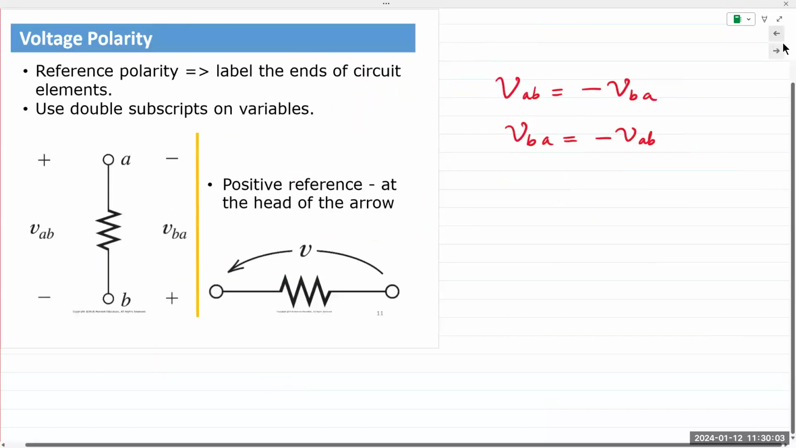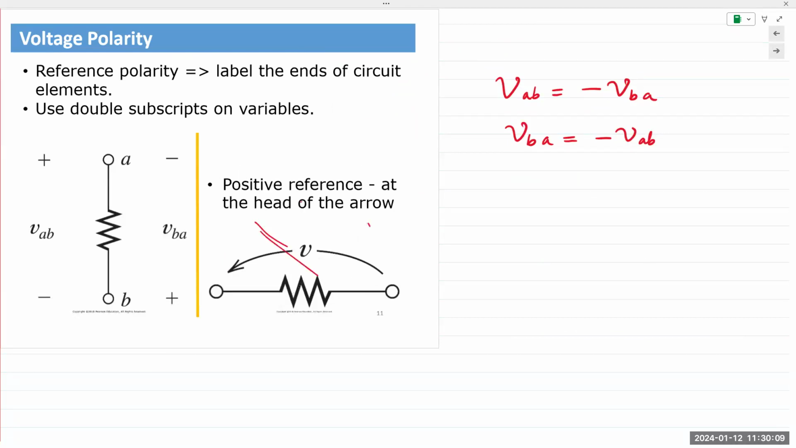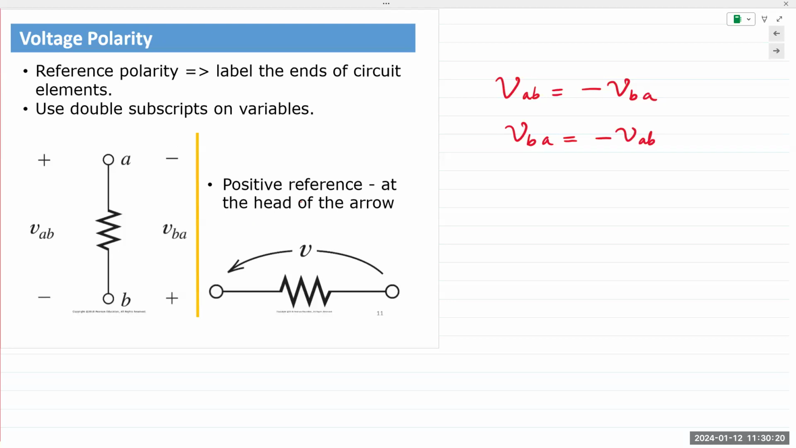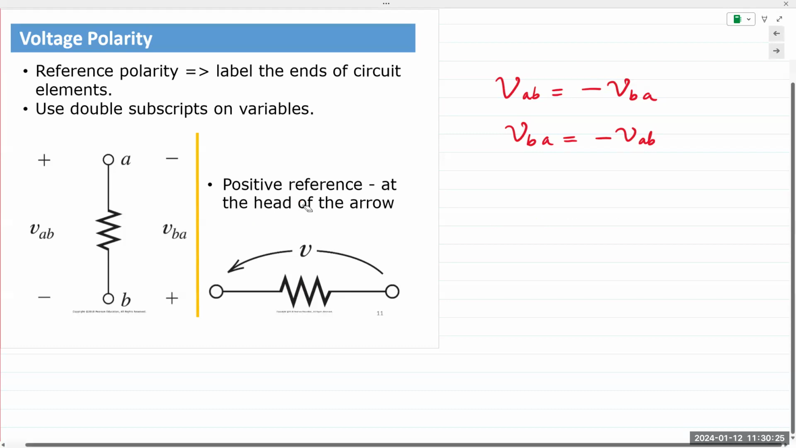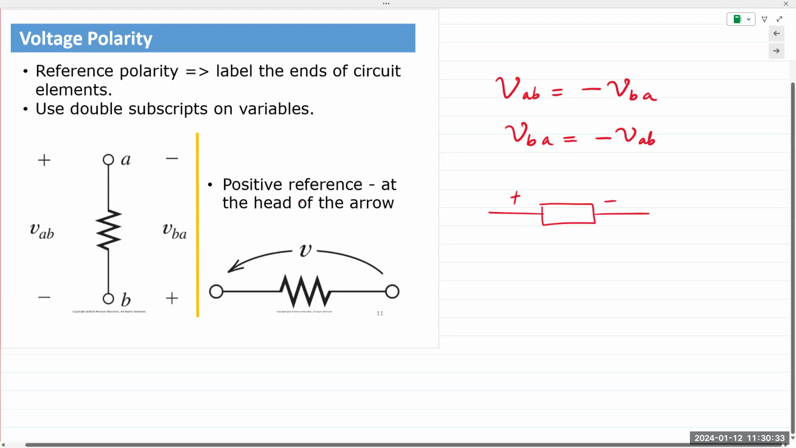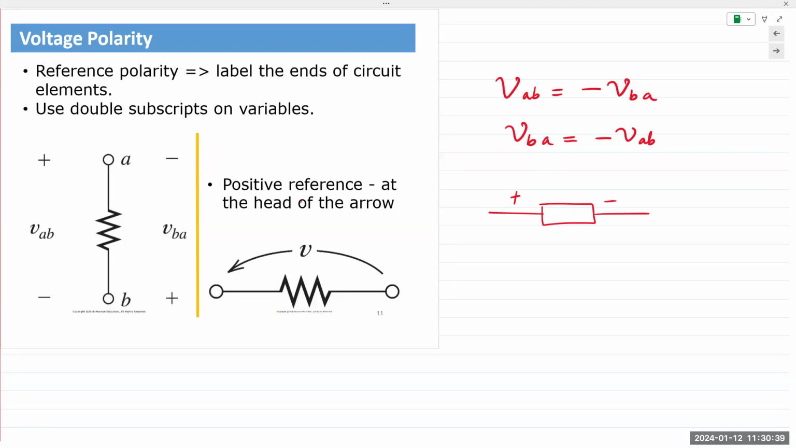All right, we were here, voltage polarity right here. This right here, positive reference at the head of the arrow, is not used a lot. I've rarely ever seen any circuit diagram by any author which would actually use a reference direction that is portrayed like this. Typically, we would have something like this. You'd have an element. That element simply has a plus and a minus at either end. If some books or some papers or some authors use an arrow, it's usually like 2 arrows.